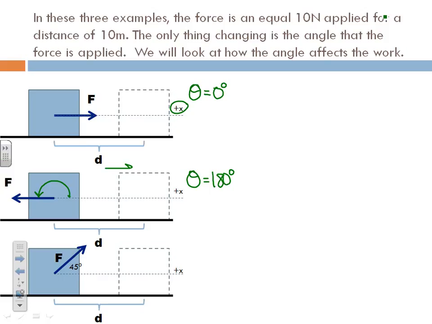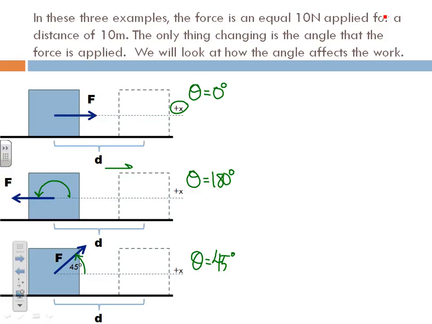And in our third example, we have the force, and it's actually going up at an angle there. So we're still moving off to the right, but our force is not directed to the right. It's at 45 degrees above that horizontal line. So in this case, my standard angle ends up being 45 degrees.